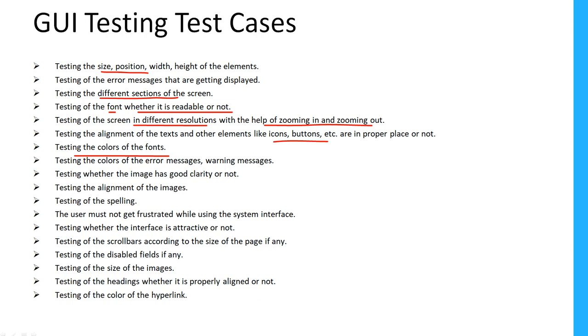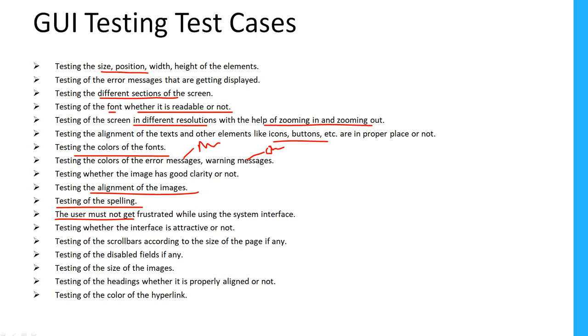Sometimes error messages will come as red, warnings will come as an orange color, something like that, so we can verify them. And testing whether the image has good clarity or not, testing the alignment of images, so all the logos and everything are placed correctly or not, and testing for spelling mistakes. The application text should not have any spelling mistakes, and the user must not get frustrated while using the system interface. That's more important, because if you have dark colors, ugly colors, the customer cannot be attracted by that, so he will not be attracted to the application. Sometimes he will be frustrated using that, right? So the user must not get frustrated.